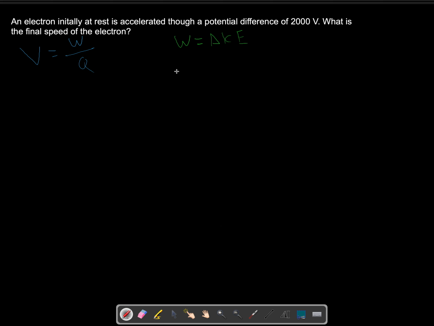Wouldn't the change in kinetic energy be equal to 1/2 m times delta v squared? And delta v is simply v final minus v initial, squared. However, this is daunting, but I know that it starts at rest, so v naught equals 0. So work equals 1/2 m v final squared.